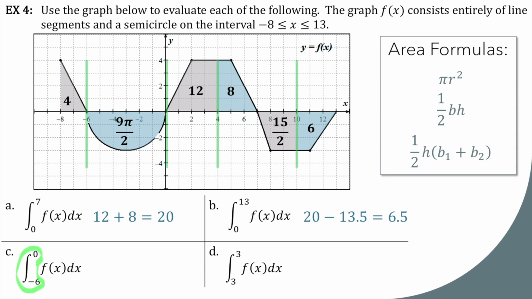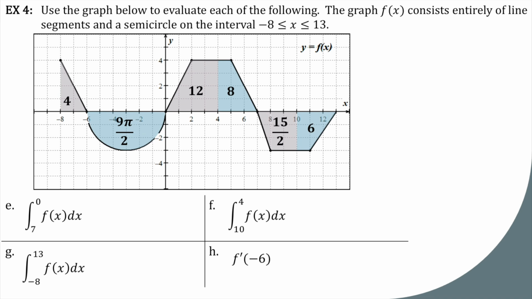C, we want the area under the curve from negative 6 to 0. So negative 6 to 0, negative 4.5 pi. The area under the curve from 3 to 3, we haven't gone anywhere, so that's 0. What about the area under the curve from 7 to 0? So if we're starting at 7, then anything to the left is negative. So that would be a negative 20.